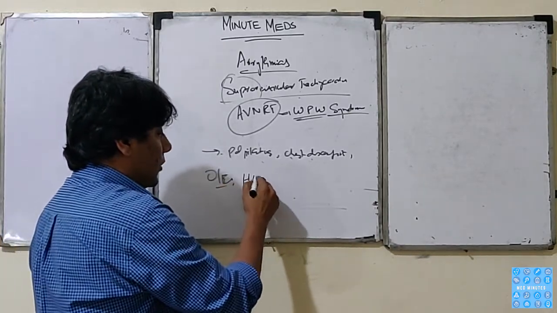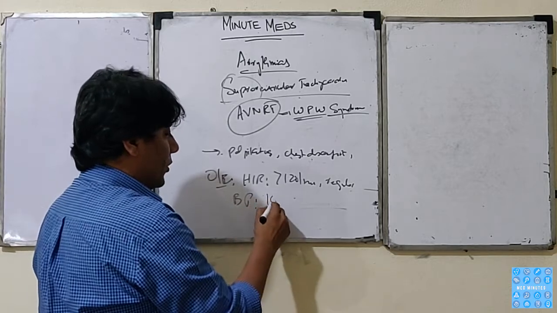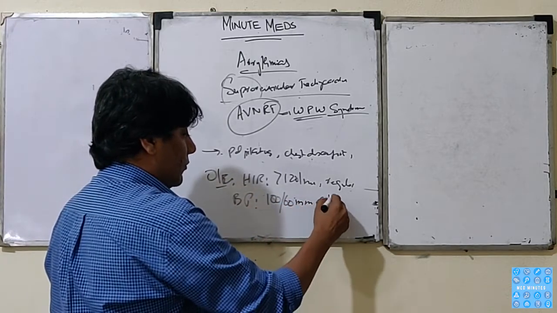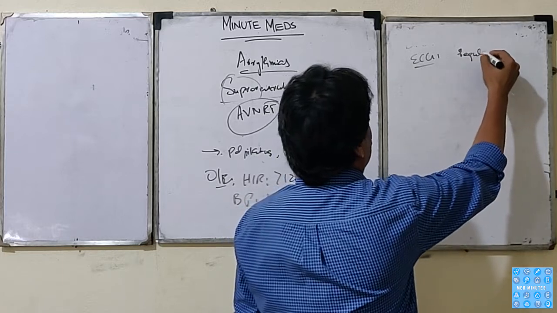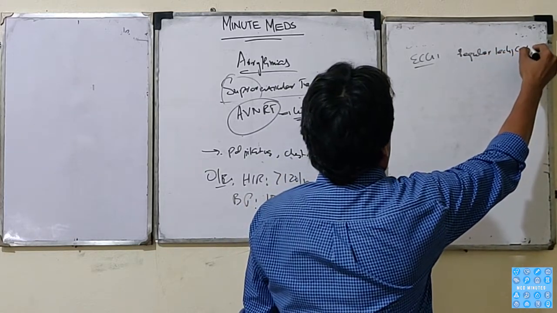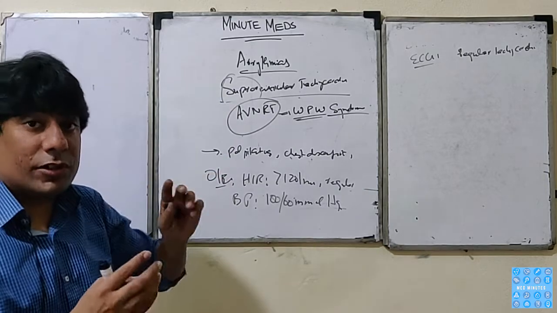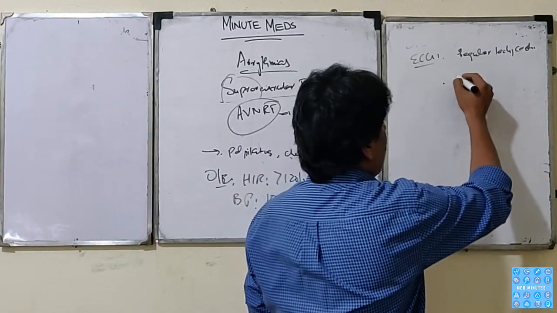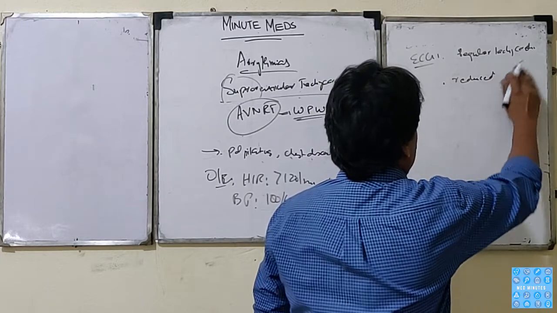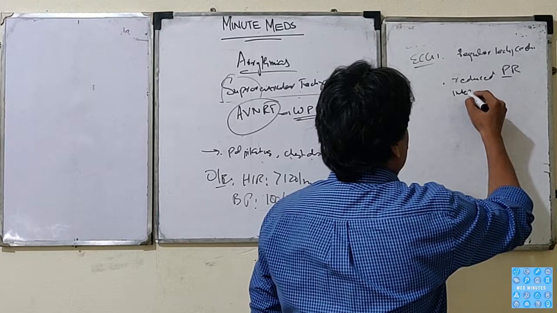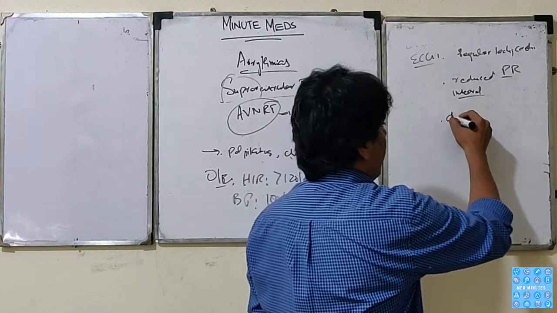Examination. The heart rate is greater than 120, but it is regular. He is maintaining a BP of 100/60. Now we look at the ECG, and there is regular tachycardia. But there is one thing that is different from the AV nodal reentrant tachycardia that we have discussed before. And this is, there is a reduced PR interval and there is slurring of the QRS complex, that is called a delta wave.